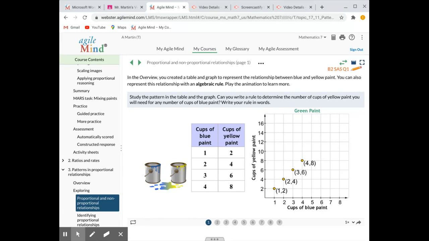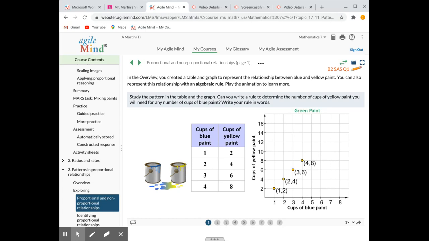Today, our goals and objectives in this block is to decide whether two quantities are in a proportional relationship by looking at a table or graph, identifying the constant of proportionality or unit rate in tables and graphs, represent proportional relationships with equations, and explain what a point (x, y) on the graph of a proportional relationship means. And this is block 2 from section 3 in Agile Mind.